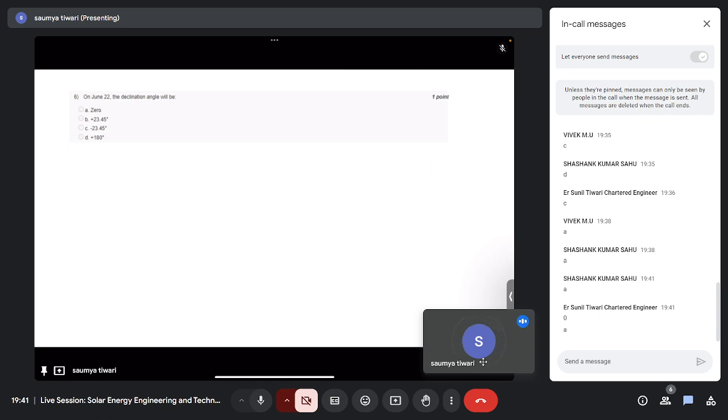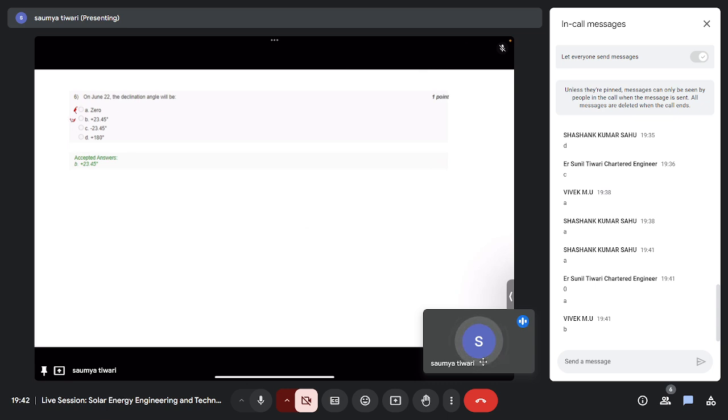So Shashank and Sunil opted for option A, 0. Vivek opted for option B. So let's discuss the answer. The correct option is option B.